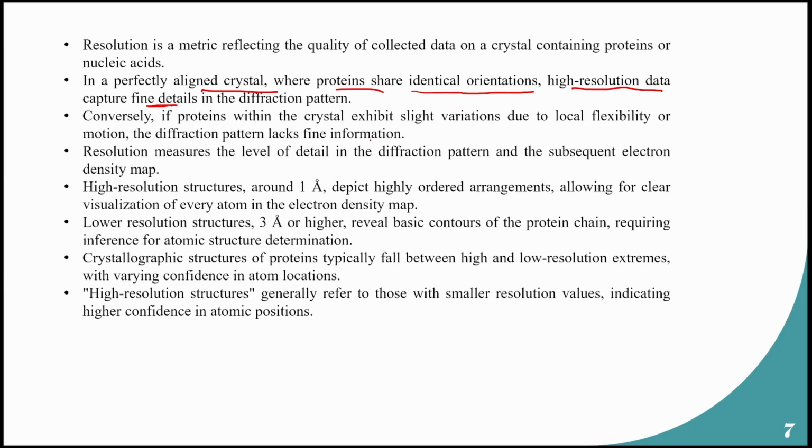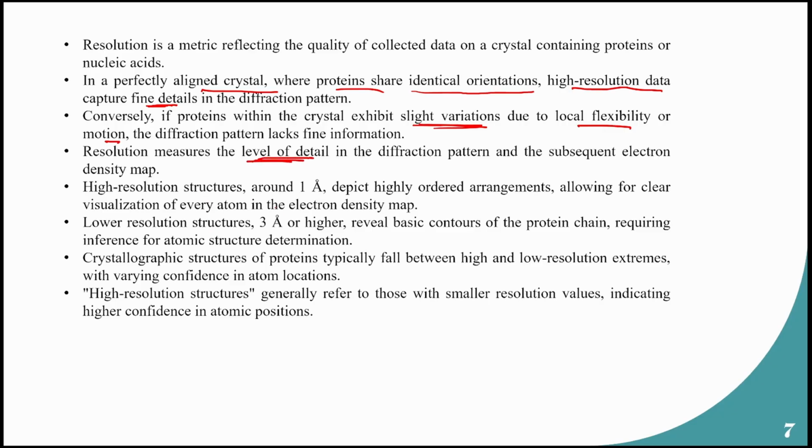Now, when there are variations in the proteins captured by the crystallization process, it could be due to local flexibility or motion, or the diffraction pattern where there is fine conformation lacking. That will, of course, result in a lower resolution structure. So that means the resolution value will be higher, for example 3 or 4 angstrom, something like that, right? So it's essentially a metric for the level of detail in the diffraction pattern.